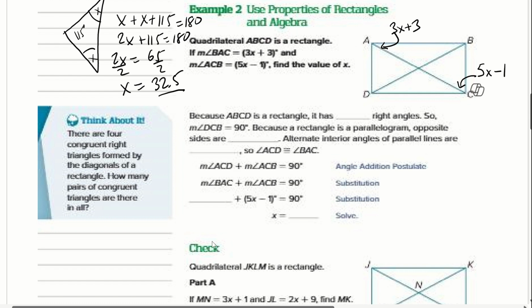All right, so because ABCD is a rectangle, we have to have 4 right angles, right? So these are all right angles. And so that means that DCB has to be a 90-degree angle. So let's go ahead. I'm going to mark this. This is a right angle. That's a right angle. That's a right angle, and that's a right angle. All right, so we know that DCB has to be 90.